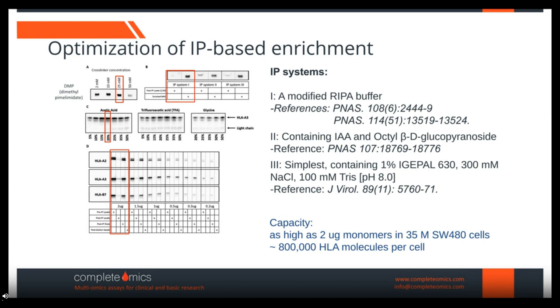We also quantified the abundance of the monomers, and we can see that the whole method allows the enrichment of as much as 2 micrograms of monomers in 35 million SW480 cells, which can roughly be translated into 800,000 HLA molecules per cell. This number means that our method is able to enrich all possible HLA molecules from a single cell.